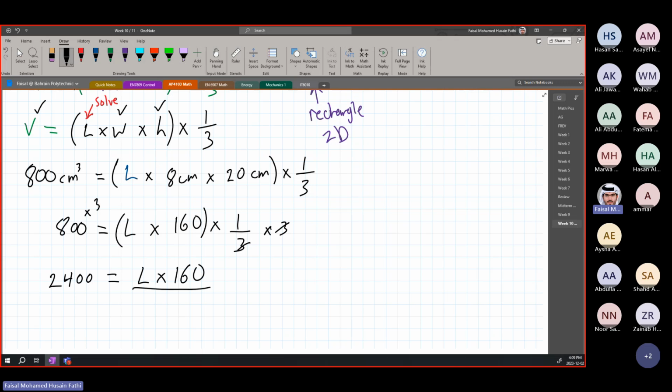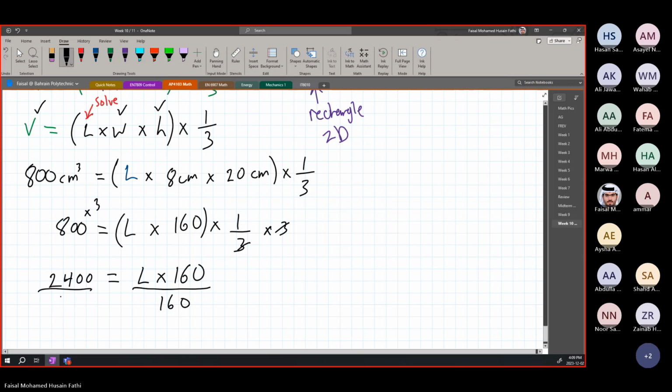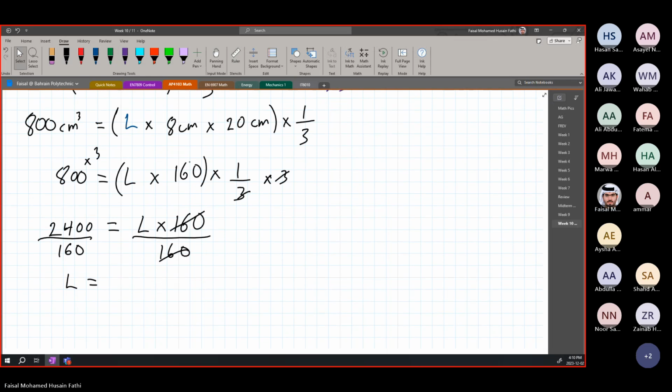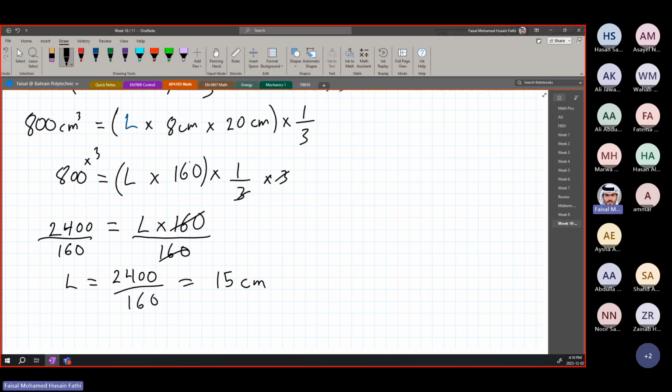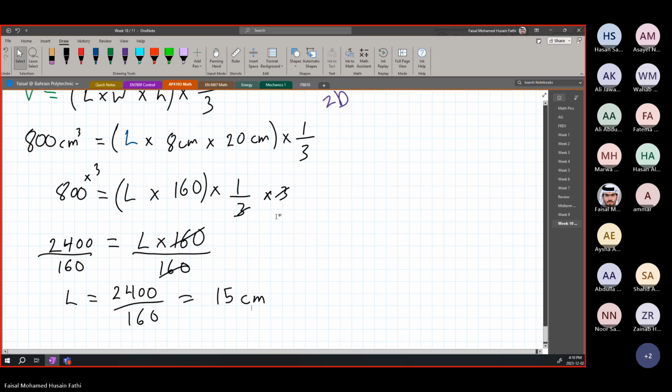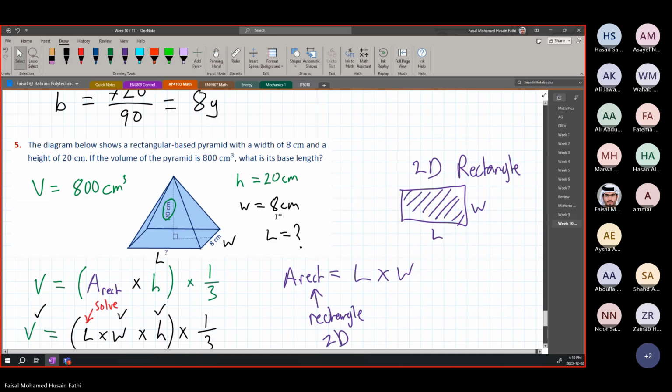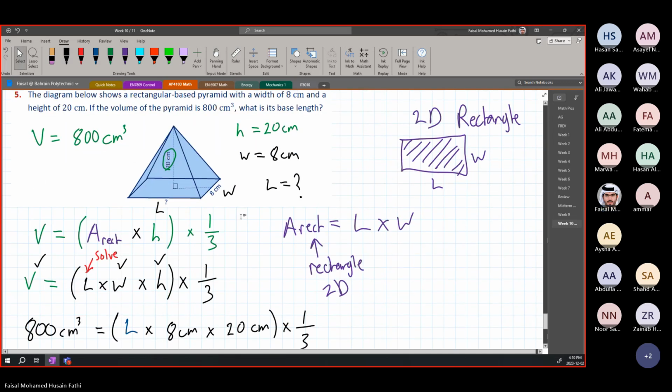Now we have to divide both sides by 160. This will cancel. So L is equal to 2400 over 160, which is equal to 15 centimeters. And that's it. Any questions? Anything not clear?